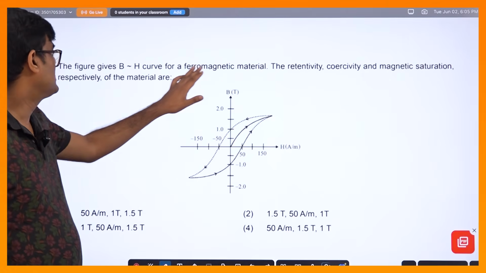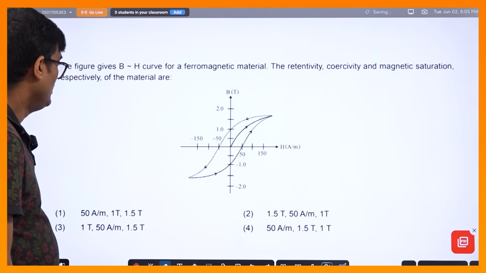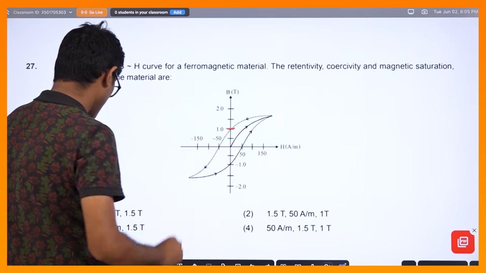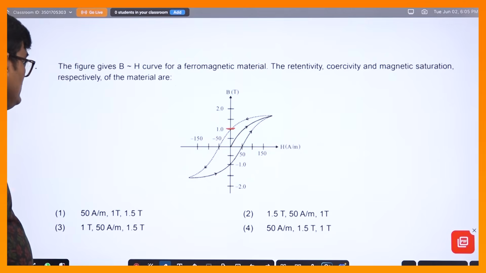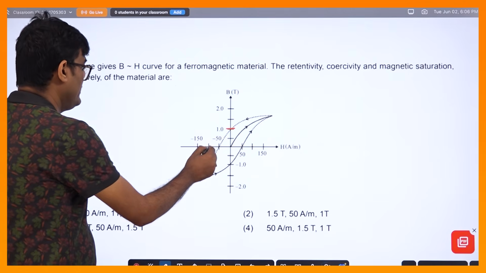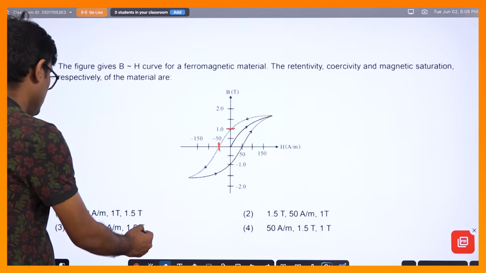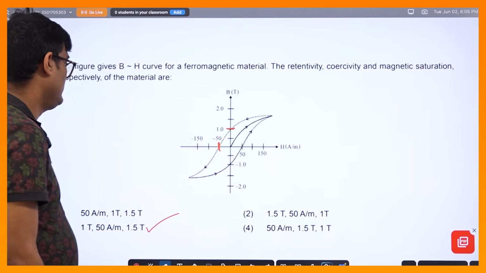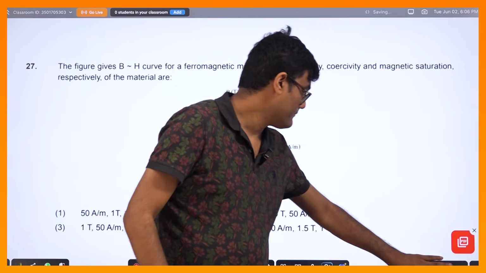It gives the BH curve, the retentivity, coercivity and saturation of the material. Okay, look, the retentivity is this one. Retentivity is 1 Tesla, right? And coercivity is 50 ampere per meter, right? So option 3 is the correct choice. And magnetic saturation is 1.5 Tesla, that you can calculate by extending this line.